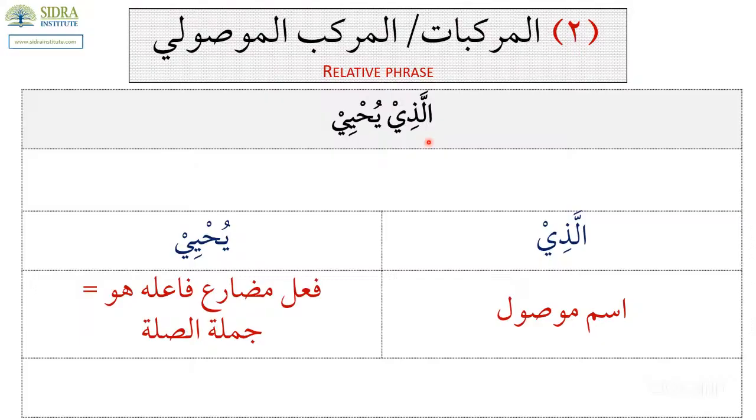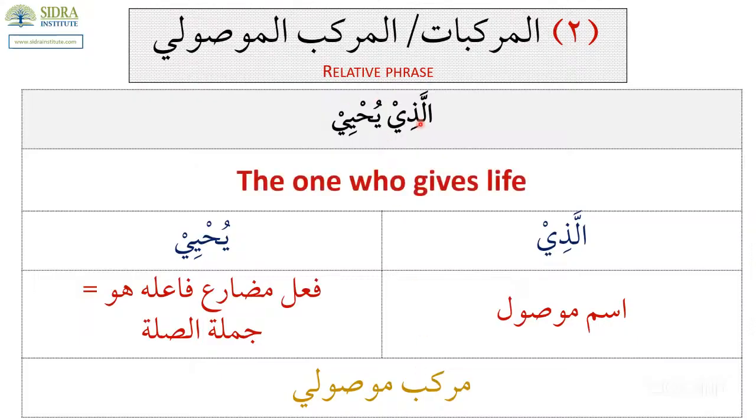So one thing we have is the relative pronoun, which is ismun mawsul, and we have the relative clause, which is known as jumlatus sila. Now these two will group together and become murakkabun mawsuliyun, a relative pronoun construct. And notice here, this is also an incomplete sentence. The one who gives life. That's not a complete sentence. So relative pronoun constructs are also incomplete sentences.